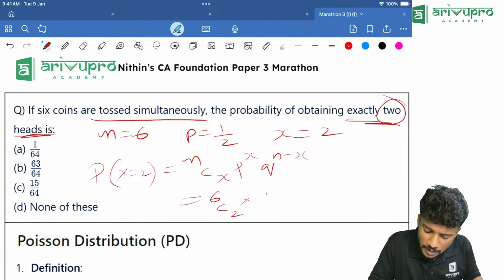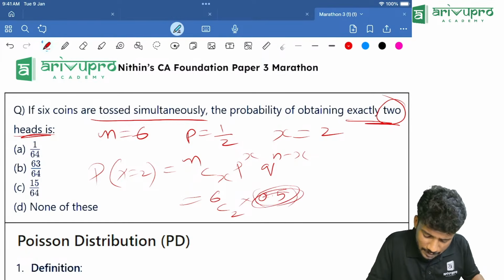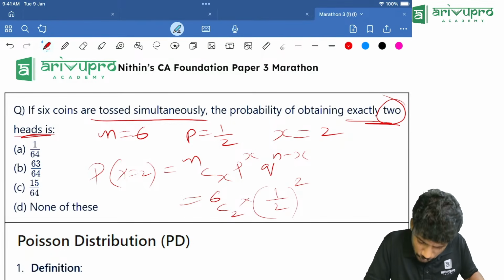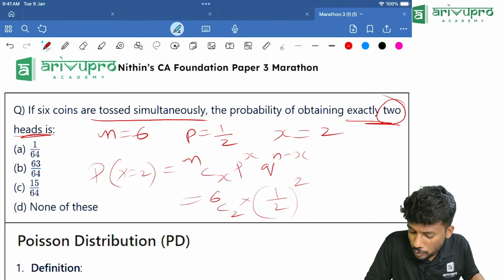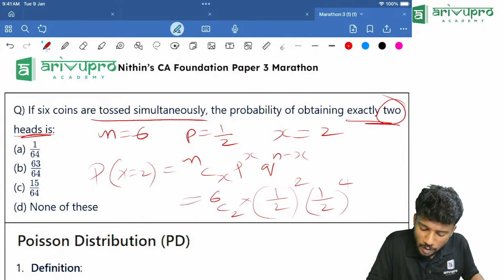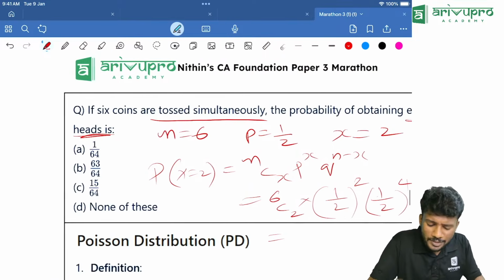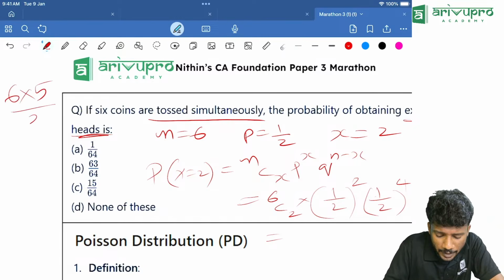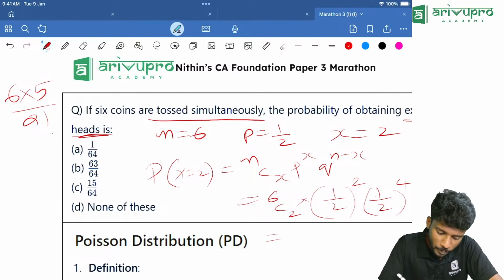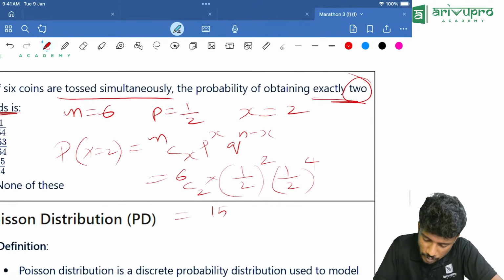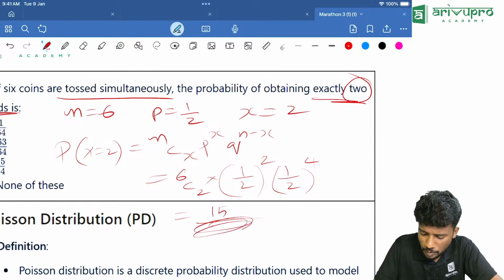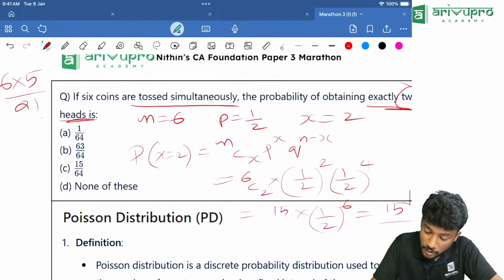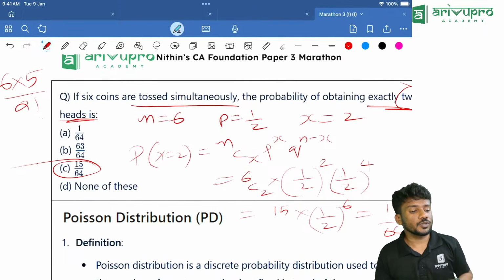What is n here? 6C2 into P, which I can write as 0.5, or as 1 by 2 itself, up to you, the whole squared, into Q raised to 4, that is 1 by 2 the whole raised to 4. What is 6C2? The shortcut for combinations: 6C2 is 6 into 5 divided by 2 factorial, which is 15. So 15 into 1 by 2 the whole raised to 6, which is 15 divided by 64. Option C is your answer.